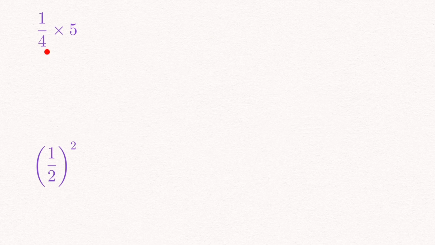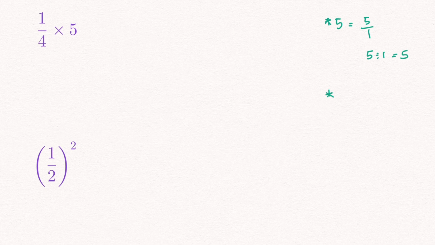In this example, we have 1/4 times 5. When we have a whole number, like the one shown here, we know that we can put 1 as its denominator and it will still be equal. So for example, 5 can be written as 5 over 1. 5 over 1 means 5 divided by 1. And we know that that equals 5.